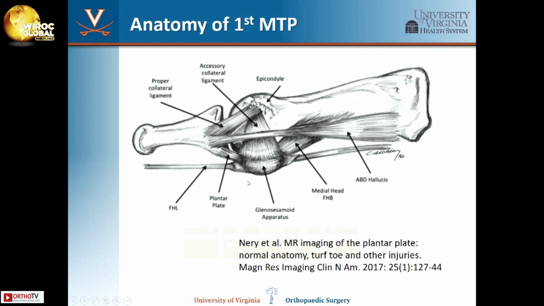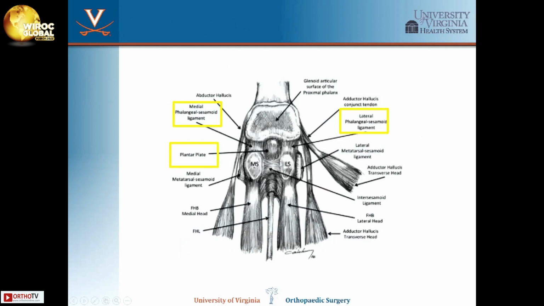running between the sesamoids. Looking at an intra-articular view from dorsal to plantar, here would be the medial and lateral sesamoids, the intersesamoidal ligament. This would be the phalangeal sesamoid ligament, which I consider as a blended tissue again with the plantar plate, although they are described often as separate structures.